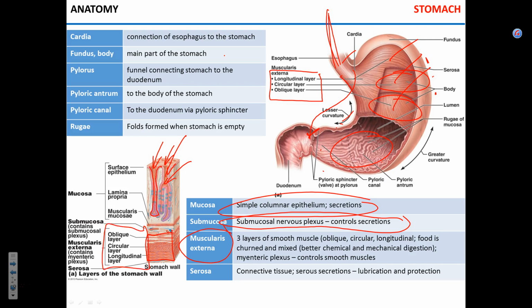These three layers of smooth muscle in the muscularis externa of the stomach are necessary for the vigorous churning and mixing activities. Food in the stomach is heavily digested. It's basically turned into a mush, which we call chyme, before it can enter the duodenum. Food spends 2 to 3 hours in the stomach, and during those 2 to 3 hours, these three layers of smooth muscle do a lot of work. Does that make sense? Serosa is just serosa, you know, lubrication and protection. Moving on.